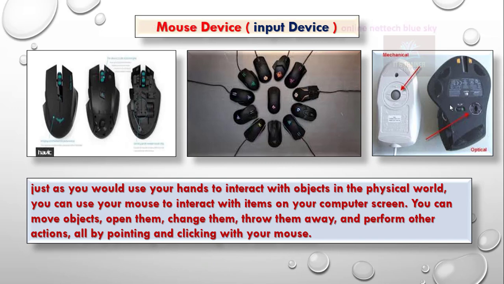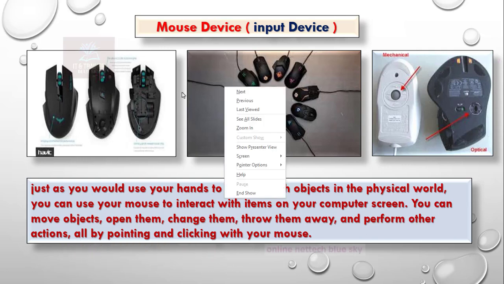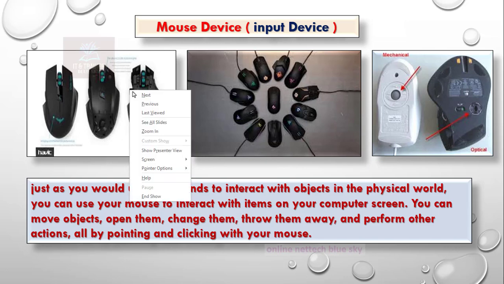You can move objects, open them, change them, throw them away, and perform other actions, all by pointing and clicking with your mouse. So computer makers created the mouse with two main important parts: pointing and clicking. Because this is the mouse pointer, it's called pointing. I'm going left side, right side, I click on this side, any side. It is a type of pointing and clicking.